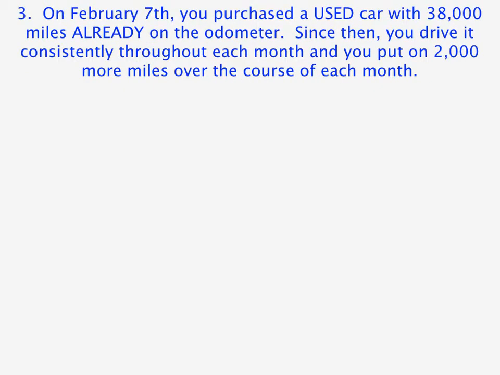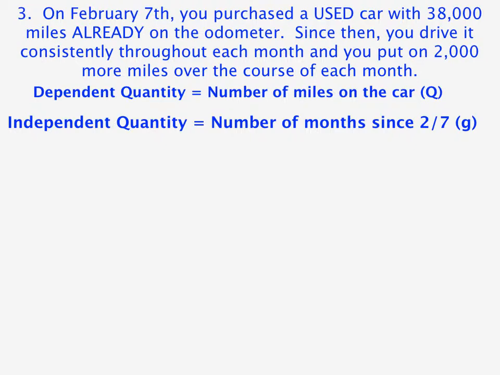Alright, 2 more examples for you to practice with. For each of these, once the hypothetical situation is laid out, please pause the video and come up with your dependent and independent quantities, give them variable names, create a table of values, an equation, and find the domain and range for each relationship. Alright, on February 7th, you purchased a used car with 38,000 miles already on it. Since then, you drive it consistently throughout each month and you put on 2,000 more miles over the course of each month.